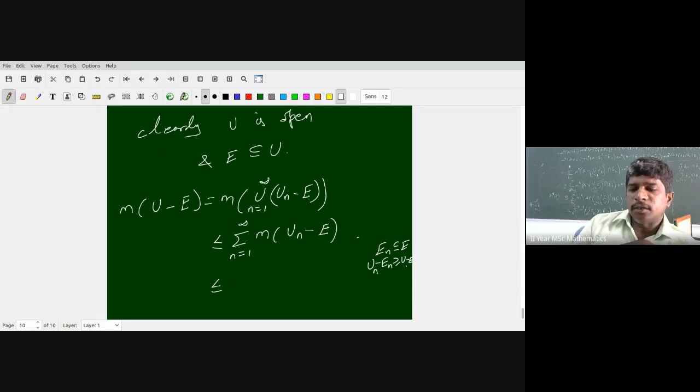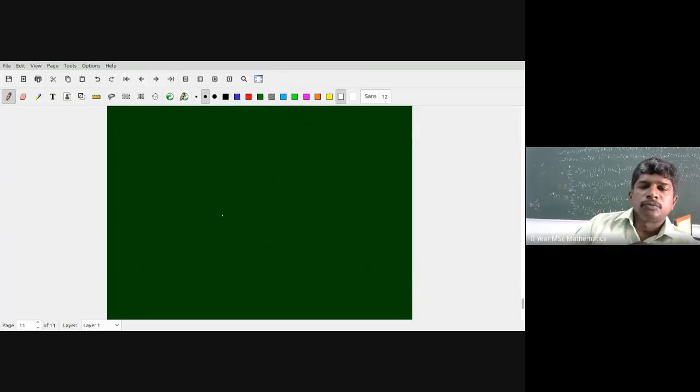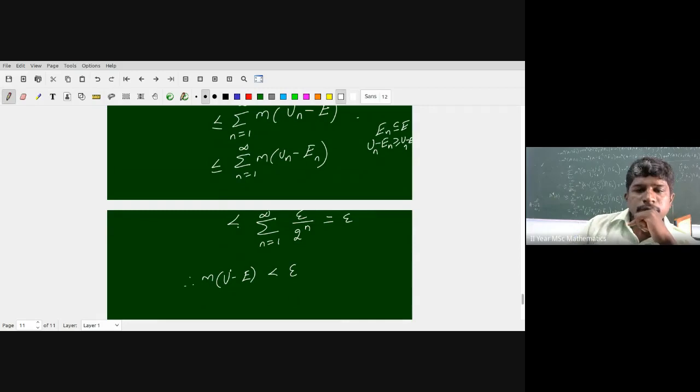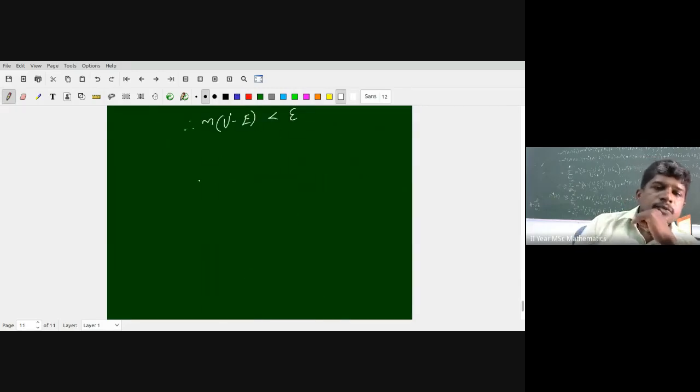And also Un minus En is contained in this. Summation n from 1 to infinity of the measure of Un minus E, because Un minus En is a superset of Un minus E. Here the bigger set is removed, the smaller set remains, which is less than or equal to epsilon times the summation, n from 1 to infinity, of epsilon by 2 power n. Therefore the measure of U minus E is less than epsilon. So for both cases there exists an open set U containing E such that the measure of U minus E is less than epsilon. Therefore 2 holds.